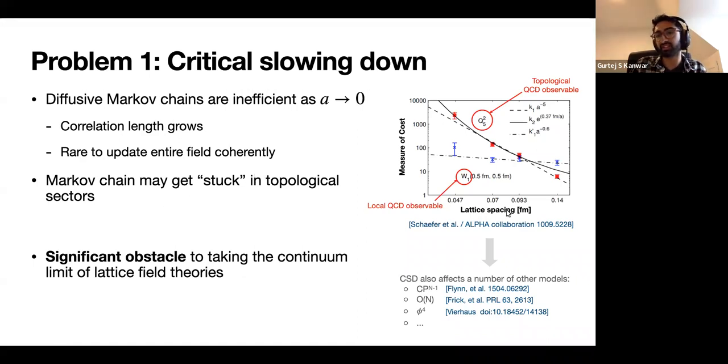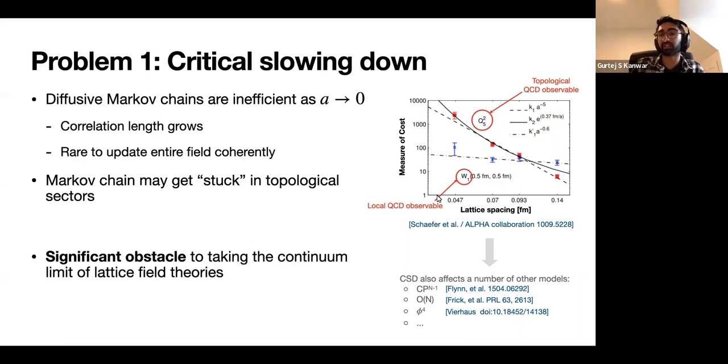And this has been investigated carefully, for example, in QCD in this paper, where we can see as the lattice spacing is taken towards 0, this measurement of the cost required to generate an independent sample, also known as autocorrelation time, diverges somehow consistently with exponential, even for topological quantities that we'd like to measure. And so, of course, this is a significant obstacle to taking the continuum limit, so to the left on this plot, because the cost is diverging.